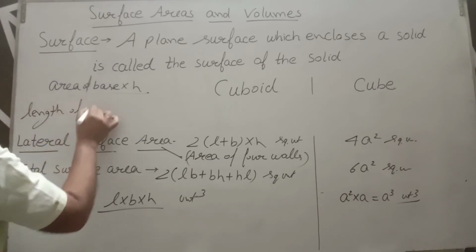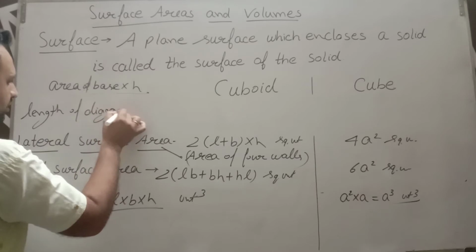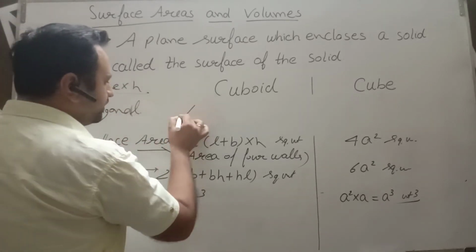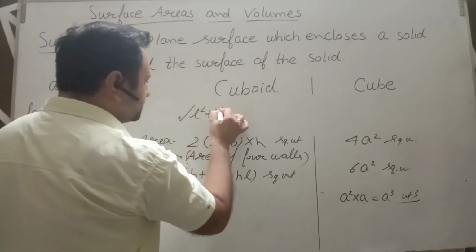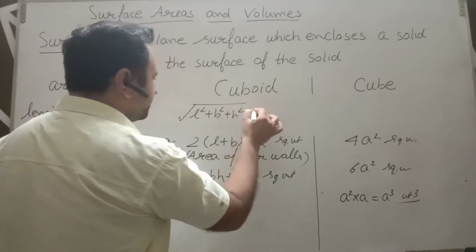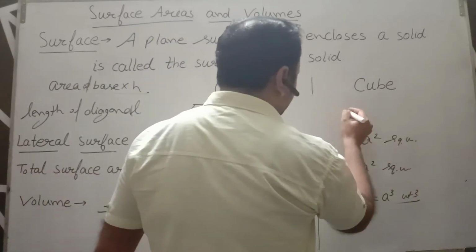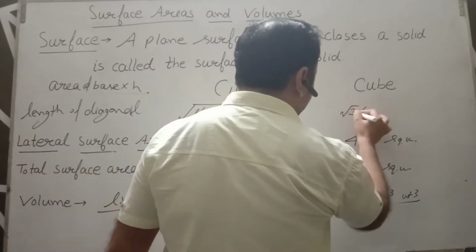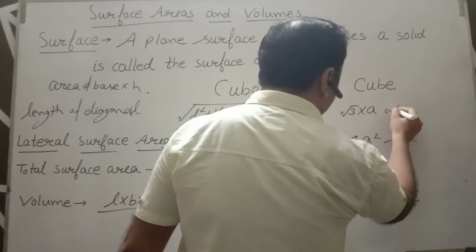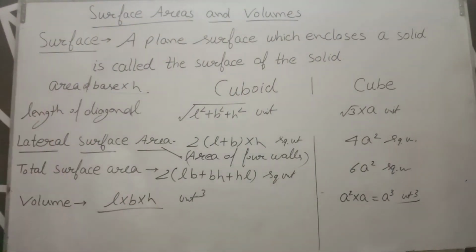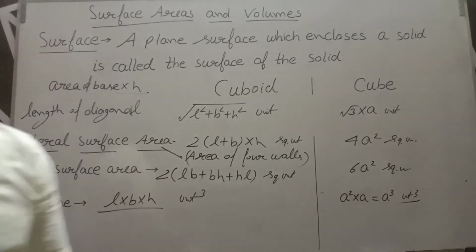Length of diagonal for a cuboid is under root l square plus b square plus h square unit, and for a cube it is under root 3 multiplied by a unit. So these are the formulas of cuboid and cube, just note down.